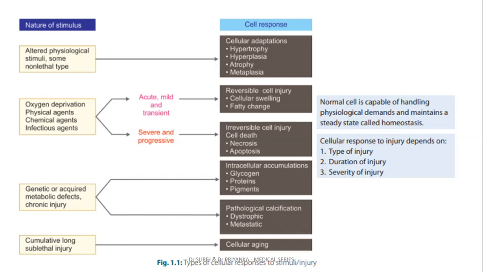The next nature of stimulus is cumulative long sublethal injury, which will be cellular aging. That means premature senility or senile changes all come under cumulative long sublethal injuries. Because whatever be the thing, eventually at the end, the person has to die. So a senile person automatically has cellular changes, and all these respond regarding cellular aging. These are the major things you have to understand regarding the types of cellular responses, stimuli and injury.